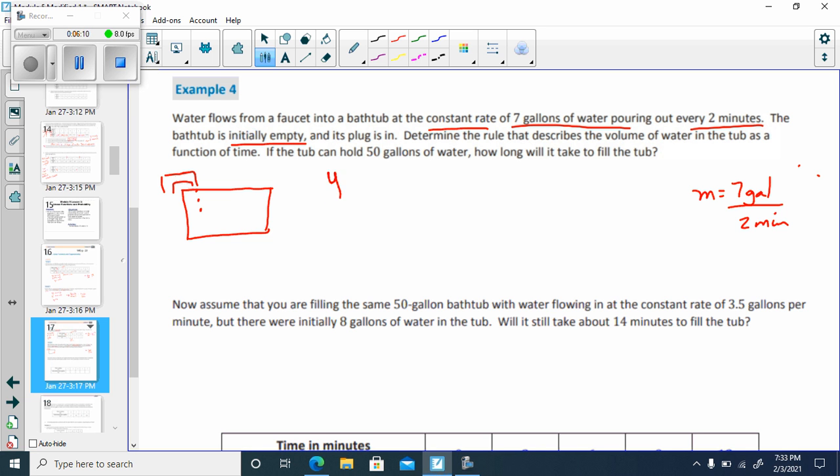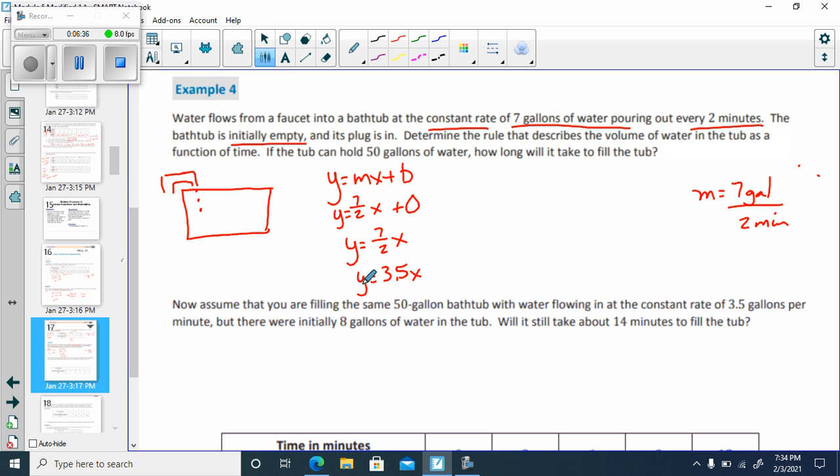Okay, so it's a constant rate. We know it's a linear equation. y is equal to mx plus b. Initially empty means b is 0. And we've already got our constant rate. It's 7 over 2. m is 7 over 2. So our equation is y is equal to 7 halves x. If I divide 7 by 2, I've got 3.5. y is equal to 3.5x.